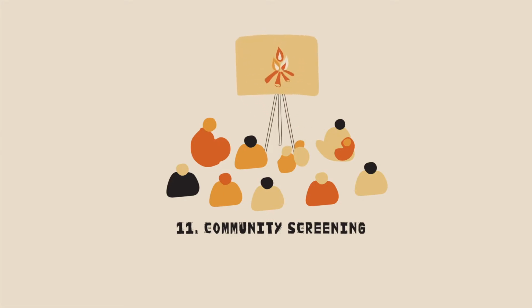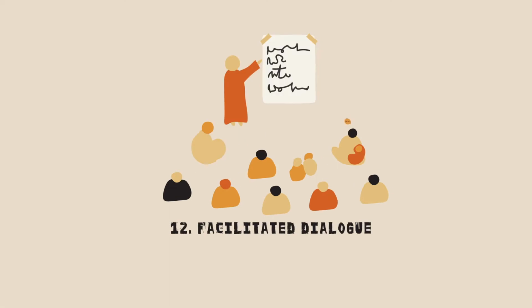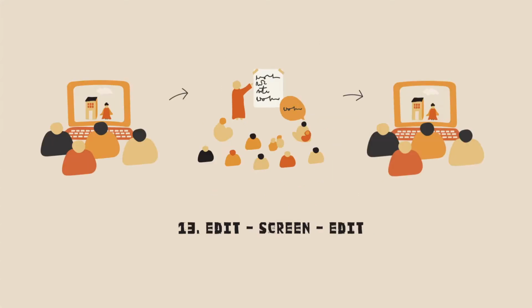The community screening is a critical part of the PV process and is when it all comes together. Groups screen their stories to their broader communities and facilitate discussions and activities to get feedback and input from everyone. Then they go back to the editing to incorporate this feedback until the whole community feels like the film is a true representation of their story and that they are happy to share it with the desired audience.